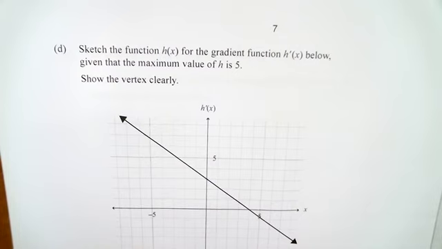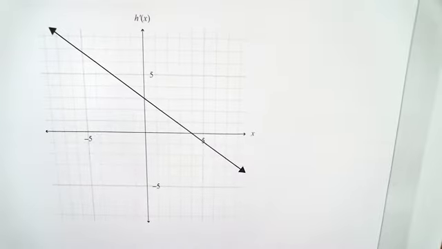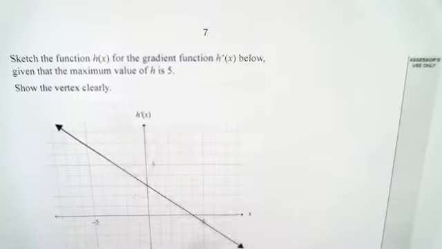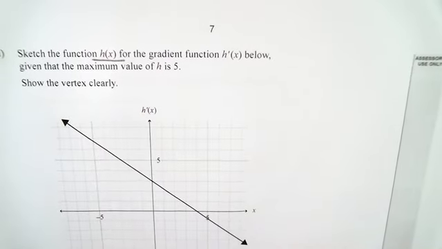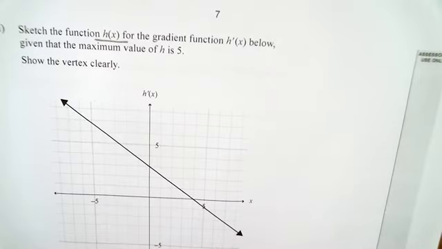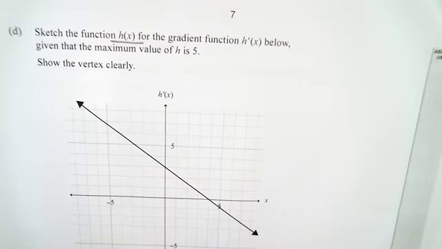All right, 2D. Now we've been given a gradient function, and we've been asked to draw the original function. So this is h prime x, and we want h of x. We've been given a bit of detail here, and we can see various points of intersection. We need to take some of these into account if we're going to do this correctly.